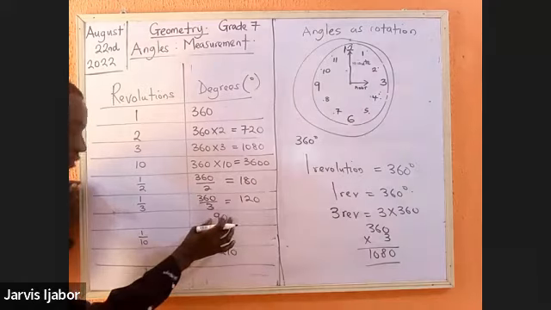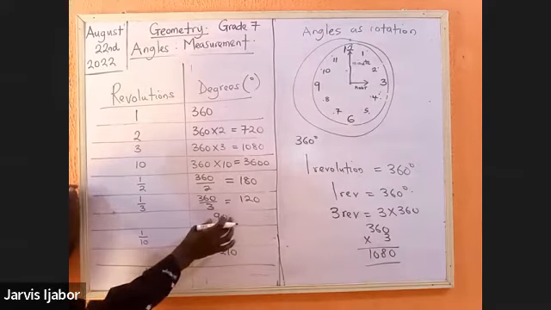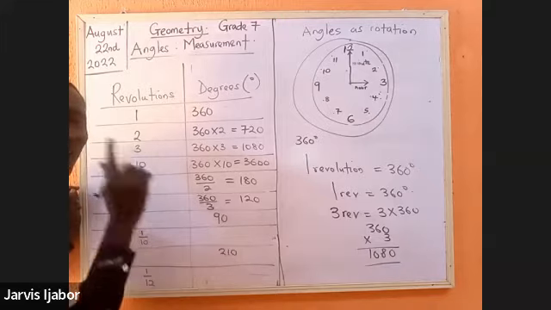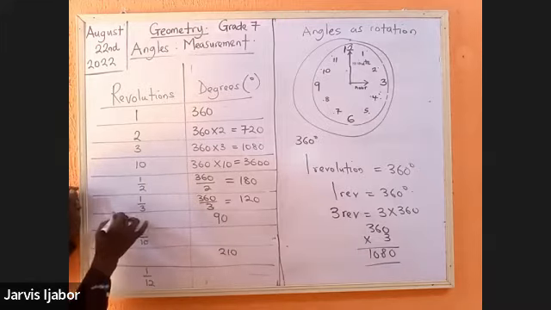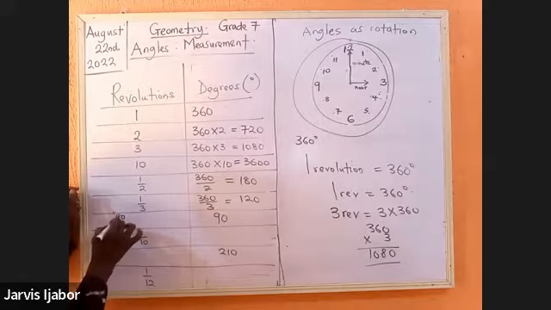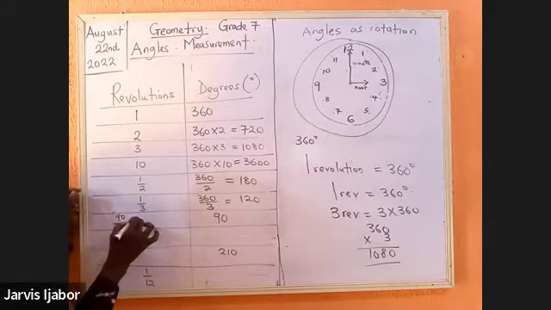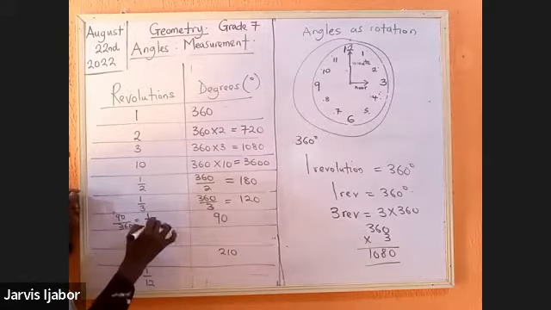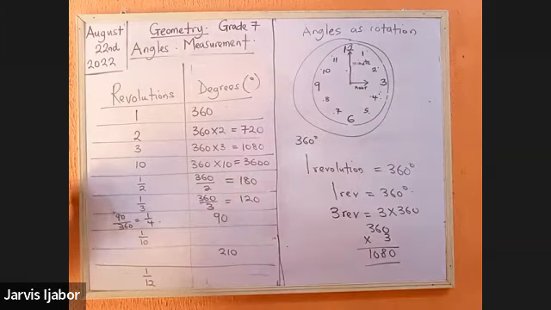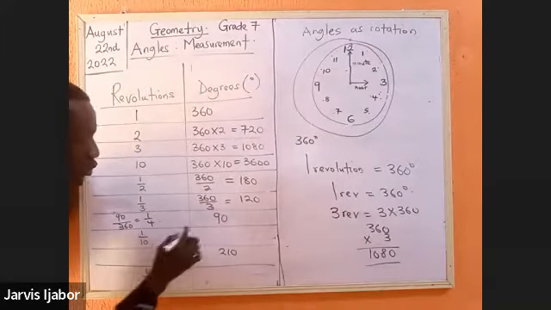90 is what? 90 will simply be what? 1 revolution is 360 degrees. 90 degrees is less than a revolution. So it will simply be 90 divided by 360. And if you do that correctly, that will be 1/4. 1/10 of a revolution will simply be what?